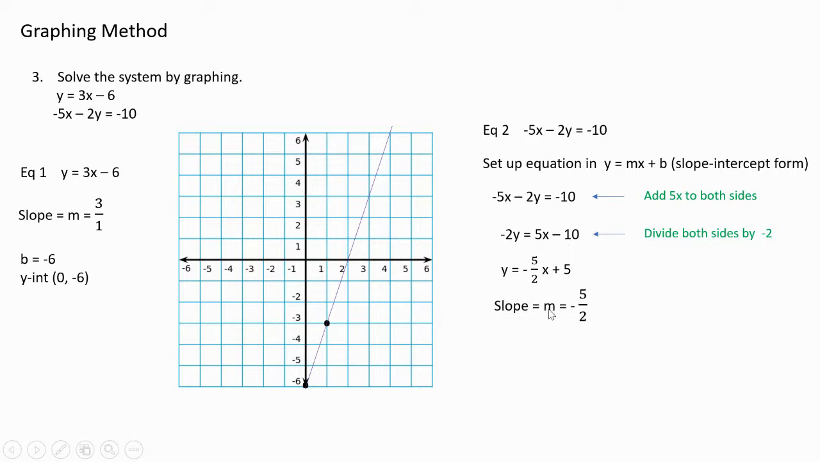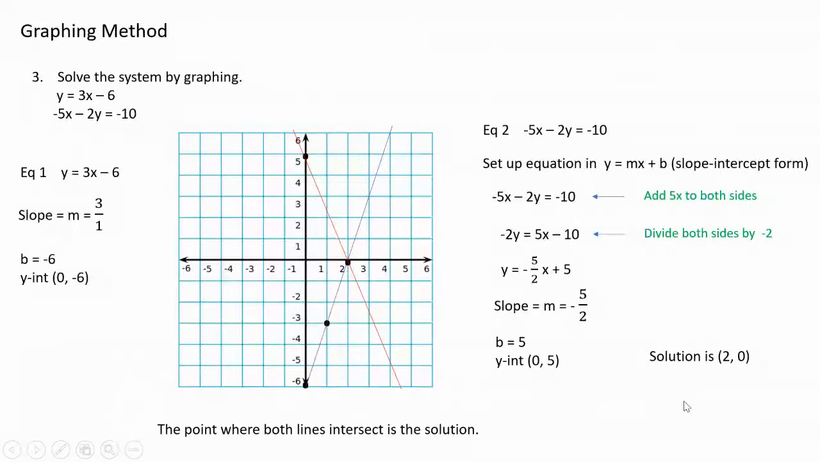Okay? So then my slope is -5 over 2, and my b is +5, which is the y-intercept, (0, 5). And this is my starting point, (0, 5). So it's going to be up here. There's my (0, 5). Then the slope, I'm going to go down 5 and 2 to the right. So I'm going to go 1, 2, 3, 4, 5, and 2 to the right, 1, 2. There's my point. Then I connect the points. So the answer is where the lines intersect. So my answer will be (2, 0). That's my solution.